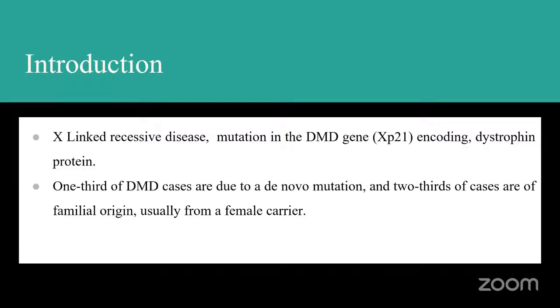One-third of DMD cases are due to de novo mutations, and two-thirds of the cases are of familial origin, usually from a female carrier. So one should know that not all cases are transferred from the parents to the child. Many are de novo mutations.